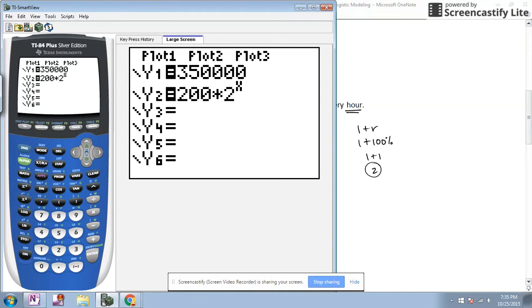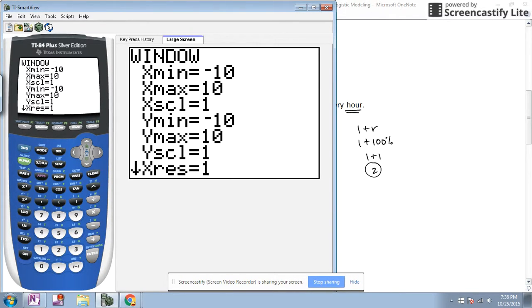Now my window is going to be really gross, right? I mean, look at that Y1. It's got to go up all the way to 350,000. So I'm already going to hit my window button. I don't know where my X's are going. How long is it going to take to hit 350,000? Let's say it's going to take all the way up to 25 hours. I'm not sure. I might have to change my window later. We make the tick marks go by 5.